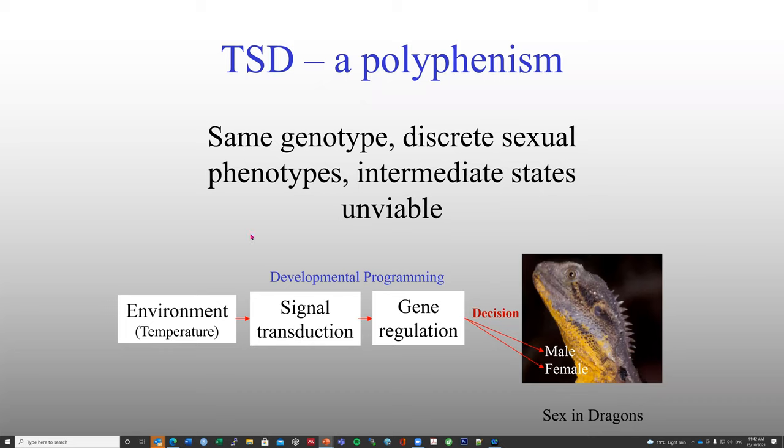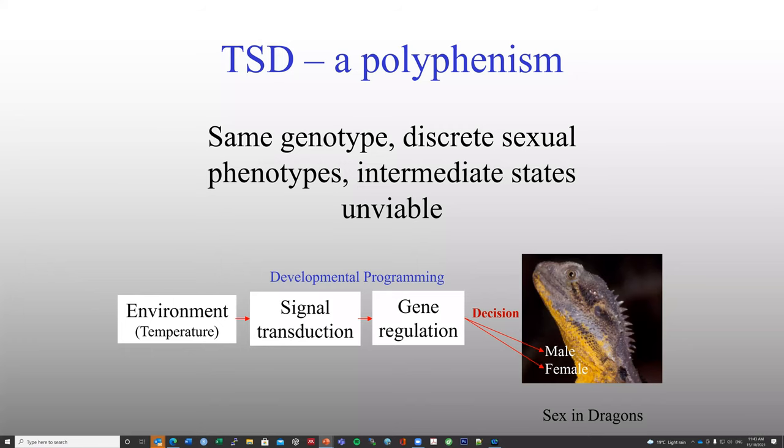And then we've got temperature-dependent sex determination in reptiles, which is the focus of our work, where you've got the same genotype, discrete sexual phenotypes, you're either male or you're female, where intermediate states are unviable. And the environmental variable here is temperature, which reprograms the development of the embryo to enforce a decision to become male or female.